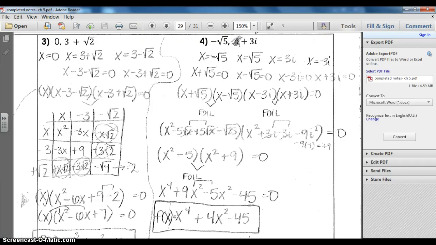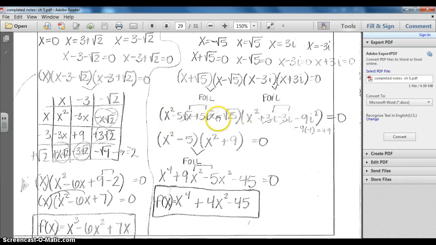All right, so let's take a look at number 4. So negative square root 5, positive square root 5, positive 3i, and negative 3i. So remember that we want to get it to the other side by doing the opposite. So add radical 5 here, subtract radical 5 here, subtract 3i here, add 3i here. So we're going to multiply these 4 things together. Here you can FOIL, here you can FOIL, making sure that you watch anything that cancels out, which we have happen on both of those there.